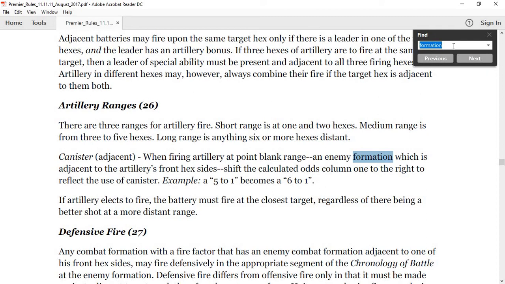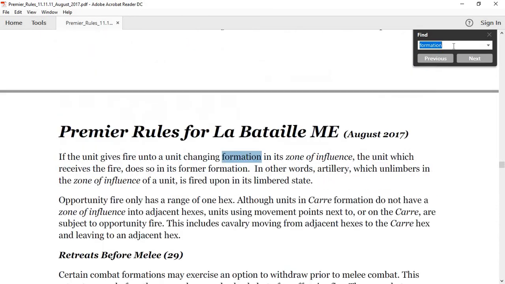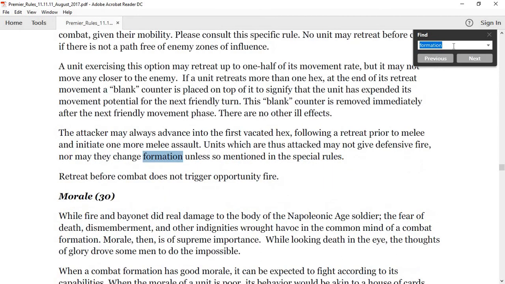This is something to remember when I get to artillery. If artillery elects to fire, the battery must fire at the closest target, regardless of there being a better shot at a more distant range. It's kind of funny, the simple and kind of everyday language wording of that. Clearly they're talking about valid targets. But yeah, that's definitely something to remember and makes sense. The defensive fire, I think I've actually talked about. Opportunity fire, yes. Retreats before melee.